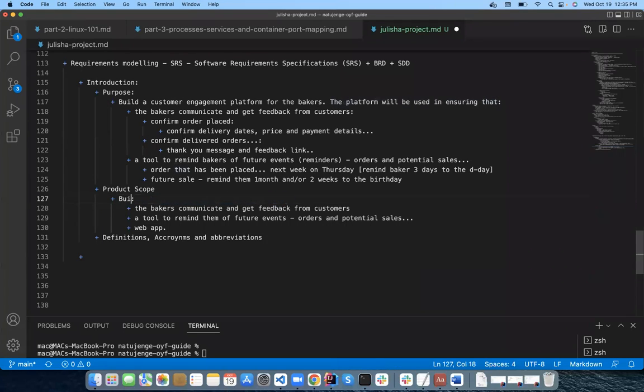So the scope will be building a web app that will allow bakers, then you mention that. Then the other one is integration to a messaging platform.